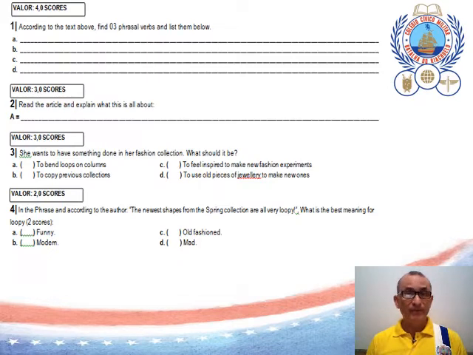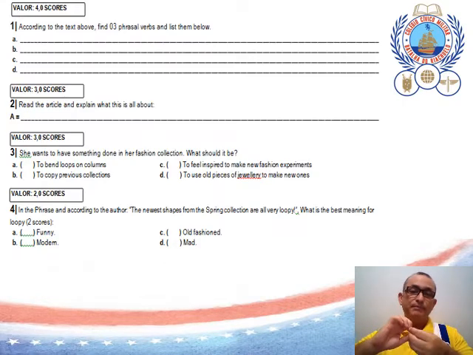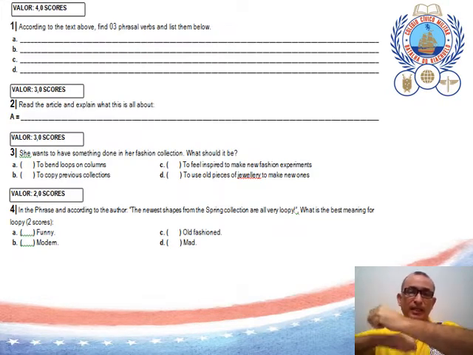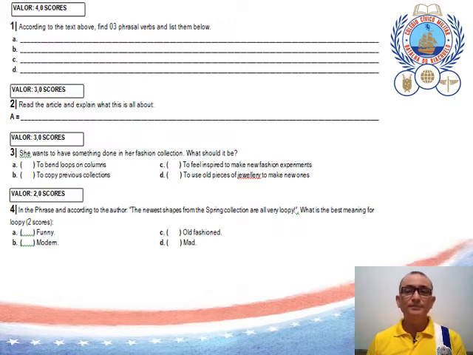Let's see. Vamos ver aqui. To bend loops on columns. Seria, to bend loops é como se fizesse assim, mexer, arredondar, girar, como a gente bota, né? Aquelas argolas no braço. Ok? B. To copy previous collection. Copy previous collection é copiar coleções anteriores, coleções prévias que já existiram, né?